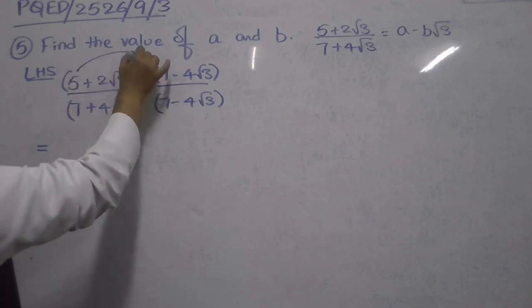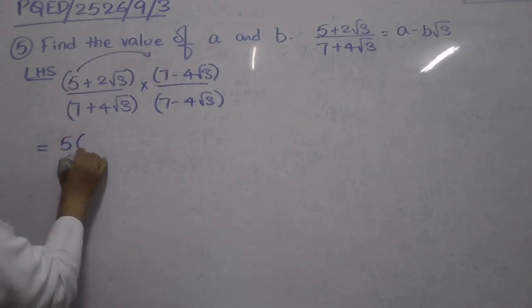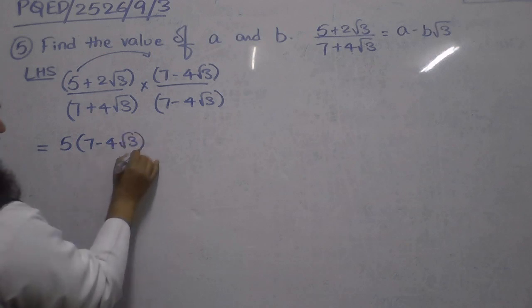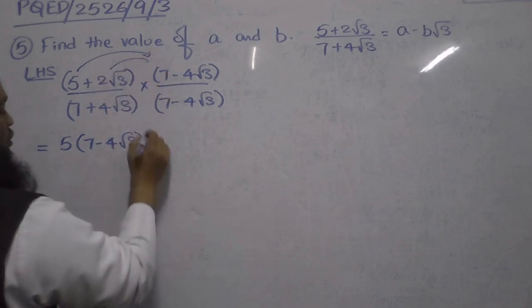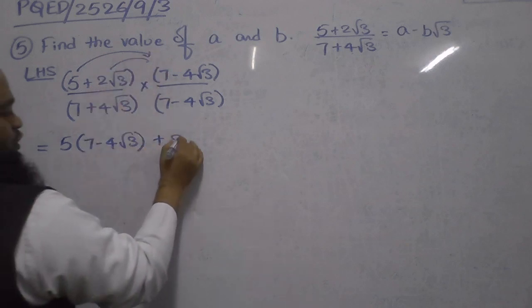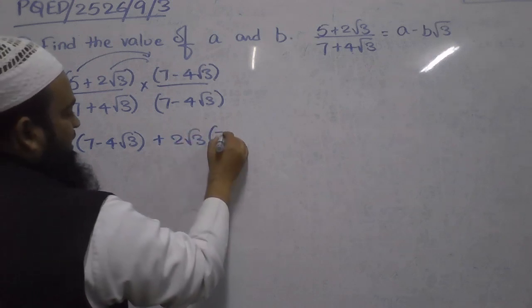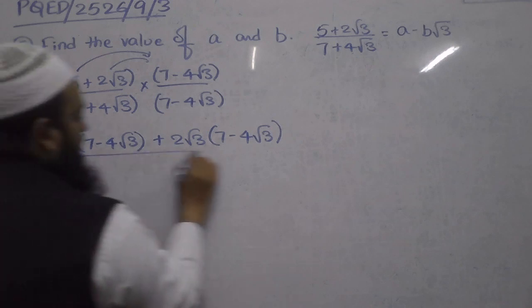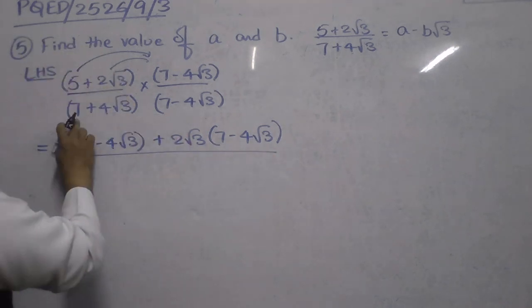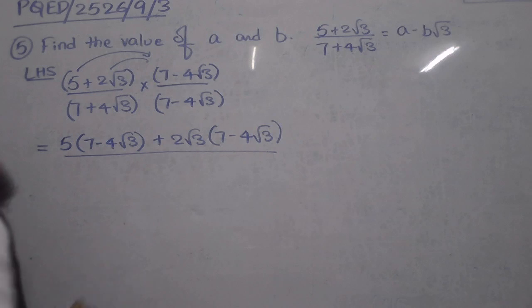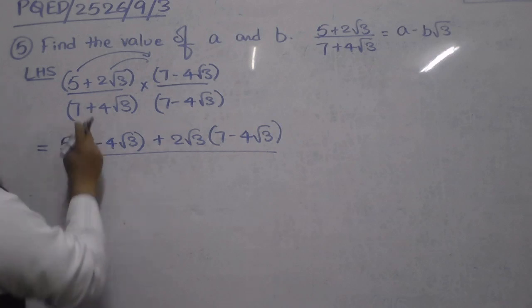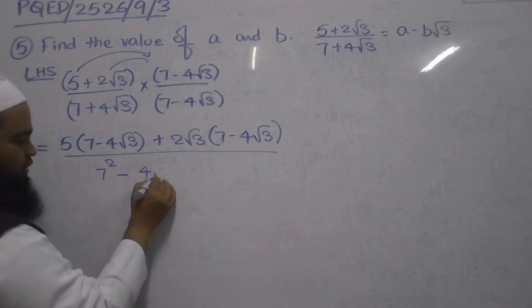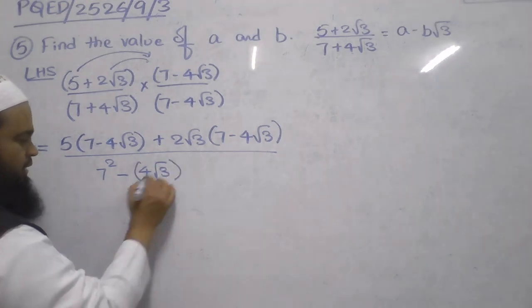So let me distribute 5. 5 you are distributing it to 7 minus 4 root 3. And now 2 root 3, you are distributing it to 7 minus 4 root 3. Is it right? Divided by, and what do you have here? a plus b, a minus b. It is a square minus b square. What is a square? 7 square minus 4 root 3 whole square.